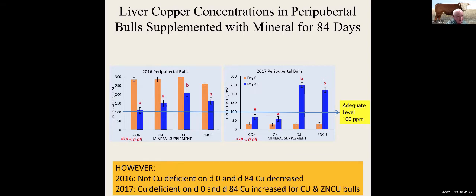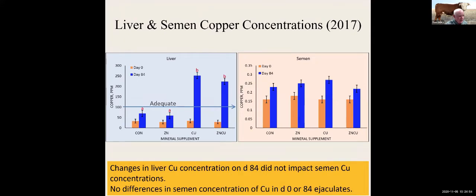In 2017, the bulls were copper deficient on day 0, and only those bulls that received copper in their supplements were copper adequate as far as liver concentrations were concerned on day 84. How that affects the semen.